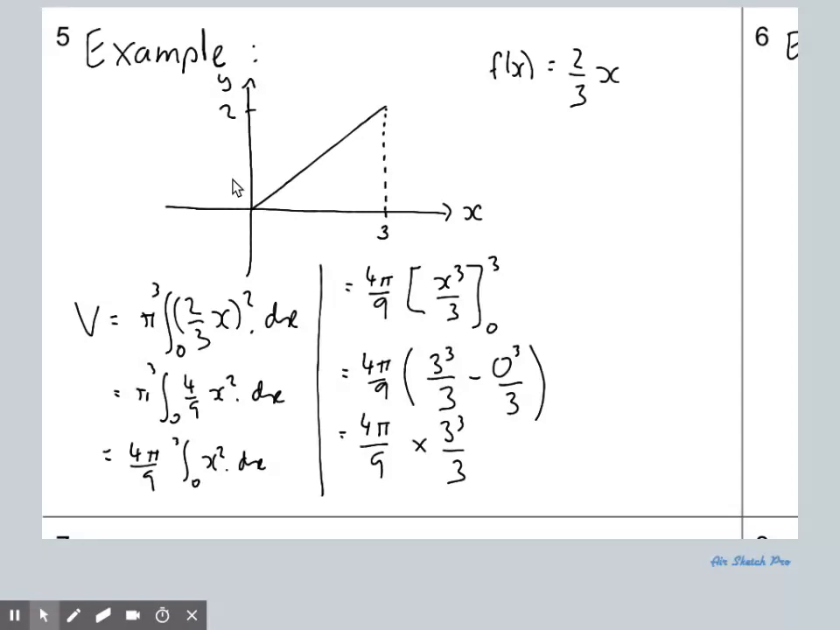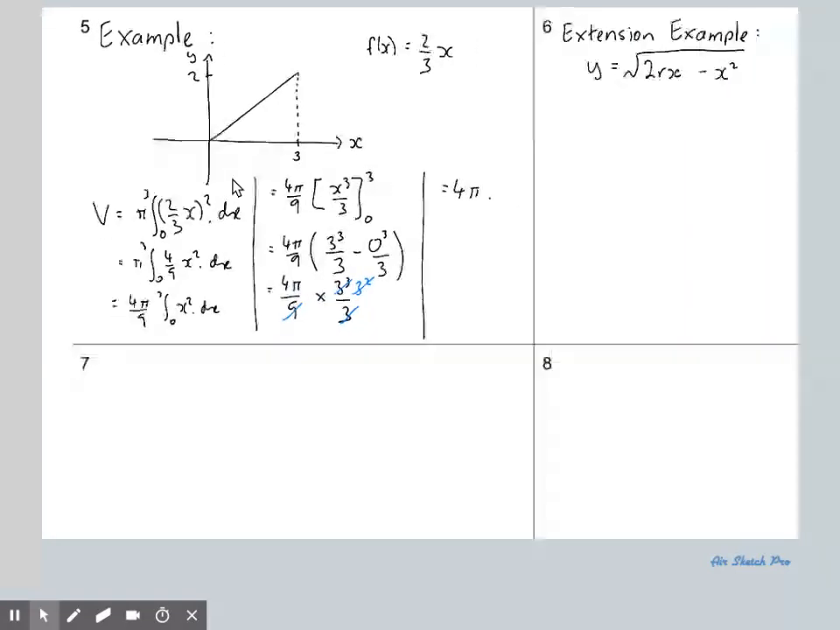But I'm going to take out 3, goes into 3 cubed, and that leaves me with 3 squared. And 3 squared is 9, so the 3 and the 9 cancels out. And so I'm left with 4 pi. Okay? Now, before I go any further, this is just a bit of an imagination thing, really.